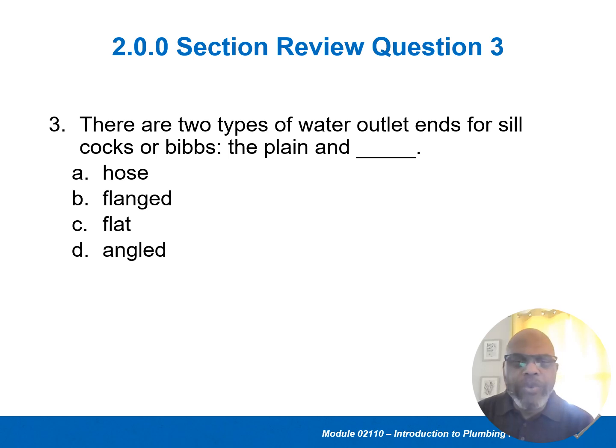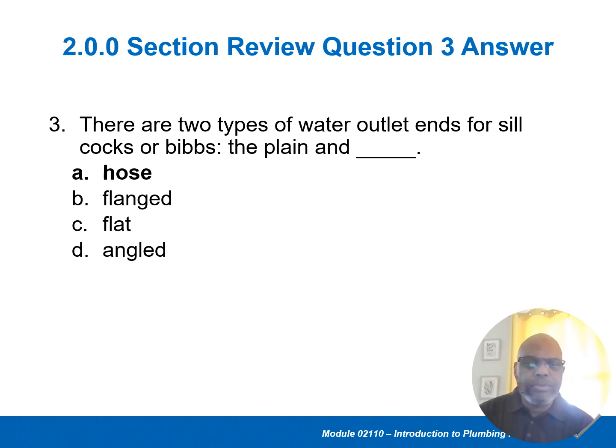There are two types of water outlet ends for sill cocks and bibs: plain and blank. The blank is hose, flange, flat, or angle. It's hose. So plain and hose. In other words, it's designed to screw a hose to that type of fixture.